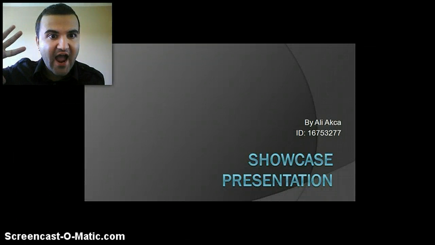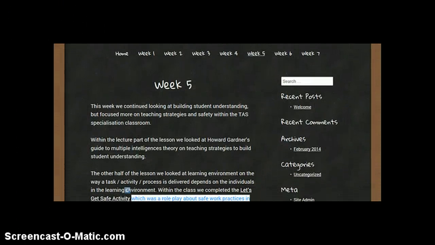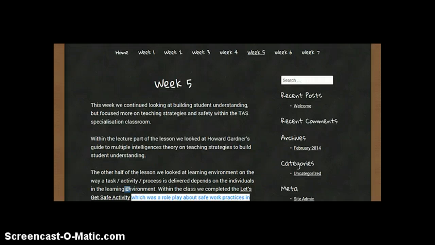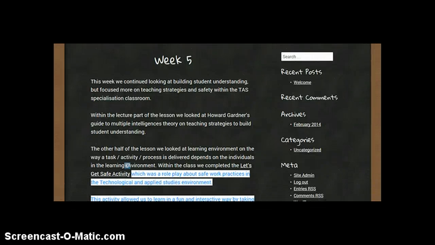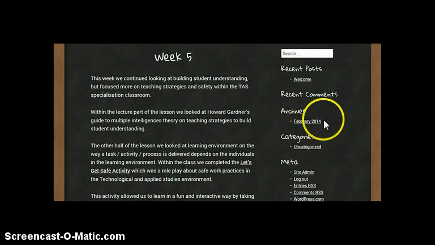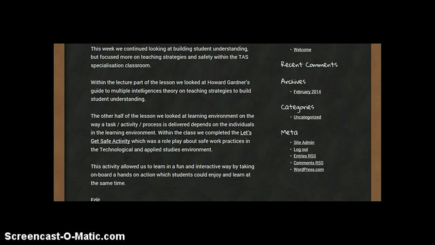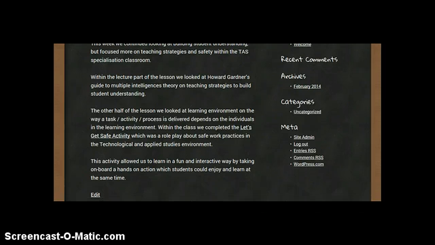Week 5. During week 5, we continued looking at building student understanding, but focused more on teaching strategies and safety within the TAS specialization classroom. Within the lecture part of the lesson, we looked at Howard Gardner's Multiple Intelligence theory as a teaching strategy to build student understanding. In the other half of the lesson, we looked at learning environments, and how the way a task, activity, or process is delivered depends on the individuals in the learning environment.